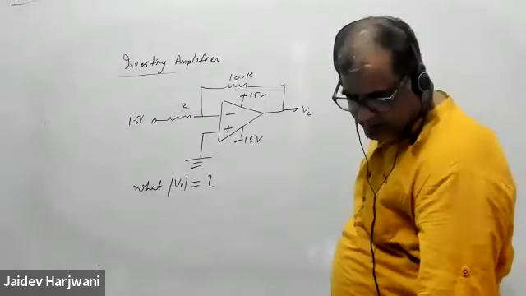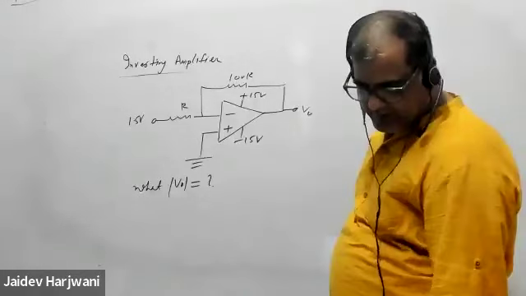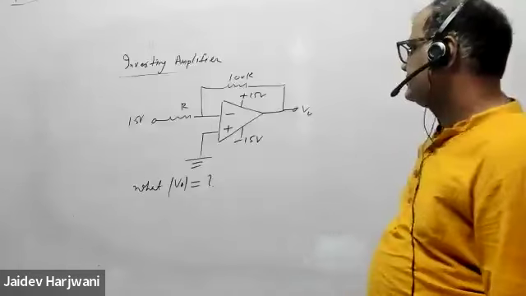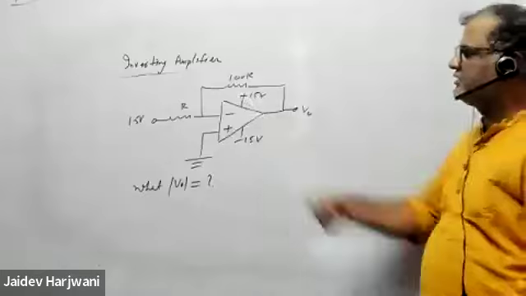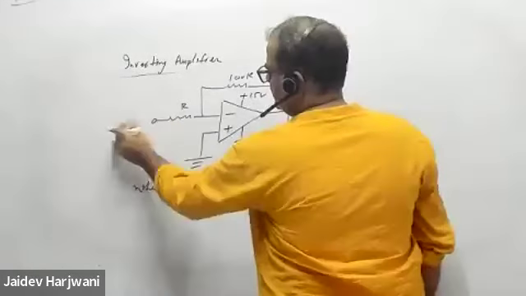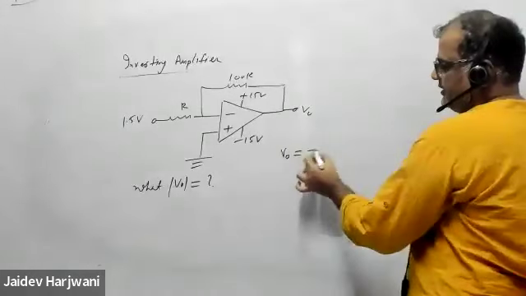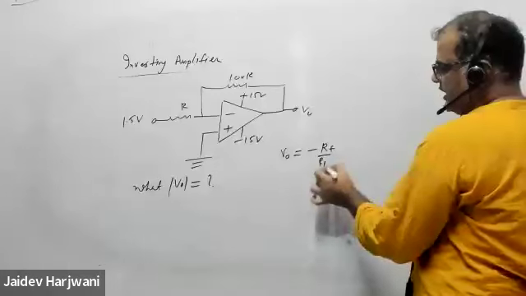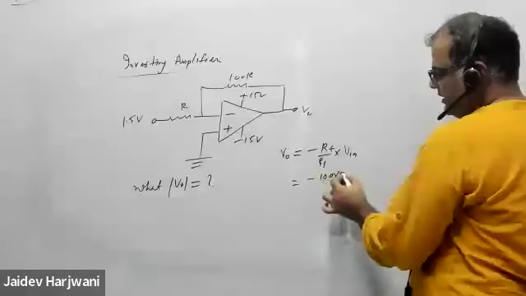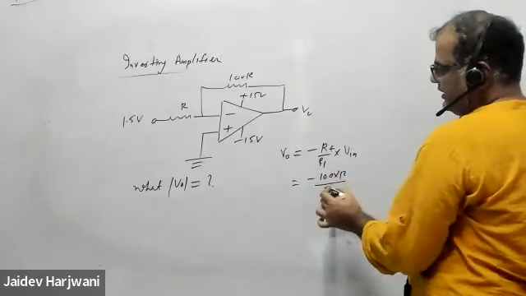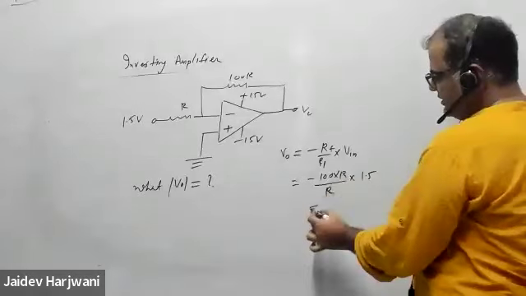Yes. R value is not given, it is R and 100R. I'm asking only. Okay, you can solve. Everything is given. V input is given, 1.5 volt. So what is the value of V naught? Tell me. Minus RF upon R1 into V input. RF is 100R and this is R, into V input, which is 1.5. R, R cancel. How much is coming? Tell me.